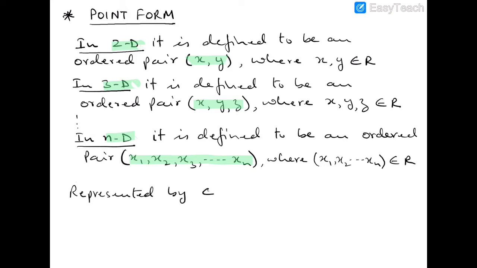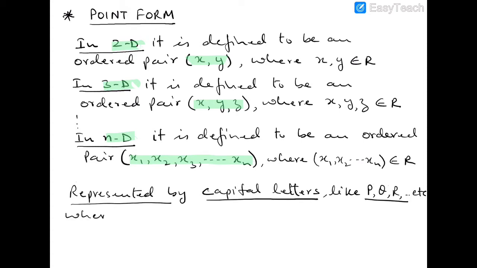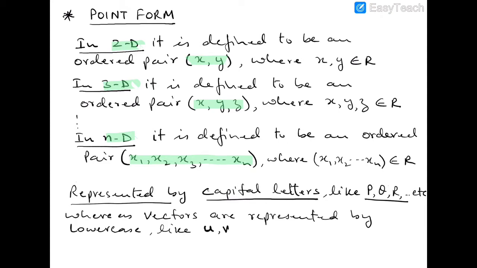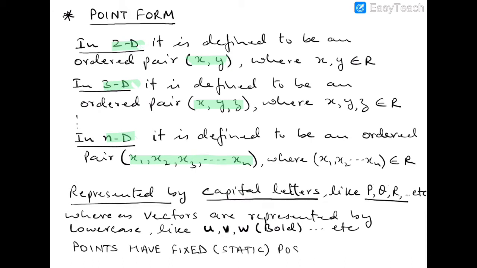A point is represented by a capital letter like P, Q, R, whereas vectors are represented by lowercase letters like u, v, w, and all these are in bold lowercase letters. Also, points have a fixed or static position in a plane or in space.